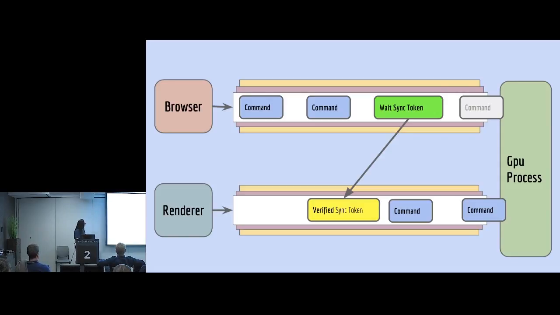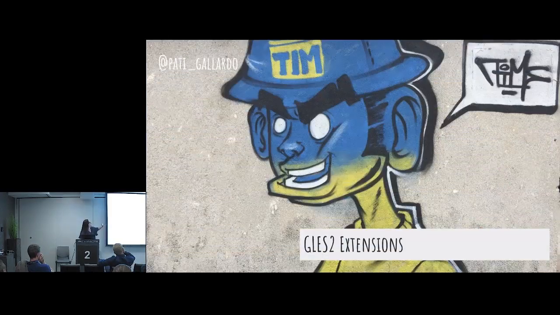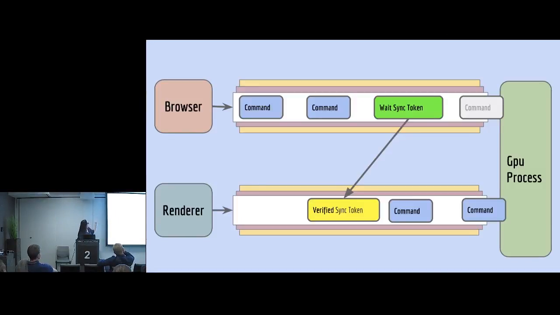So this is what we've tried to do. We issued some commands, then we put in a sync token, then we put in a waiting sync token, and then some more commands. And we're hoping that this will make sure that the little yellow one pushes the other one out before the top blue ones get processed.